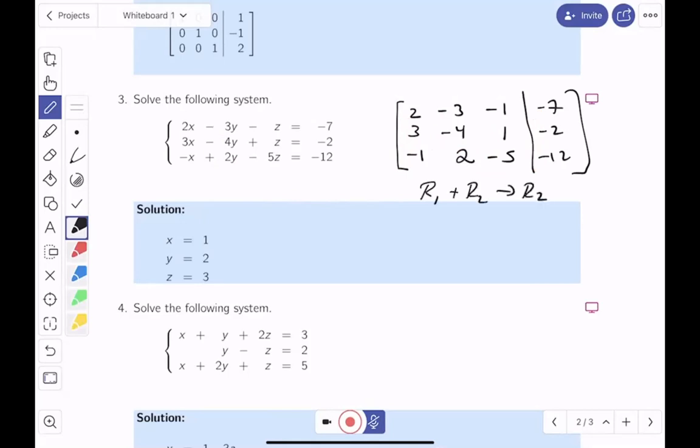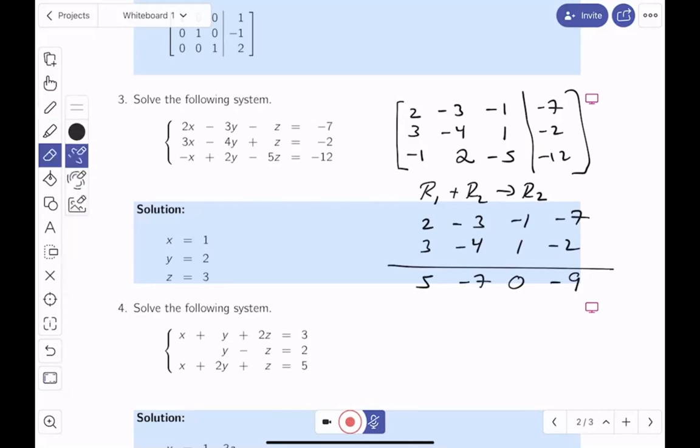I'm going to write it down, but I will erase it. 2, -3, -1, -7. That's row 1. Row 2 is 3, -4, 1, and -2. What do you get there? 5, -7, 0, -9. Right? So I just add the 2 rows together. So I got 5, -7, 0, -9. I'm going to erase that. I want to repeat this to you. If I make a mistake, I am going to know I made a mistake just by checking it.